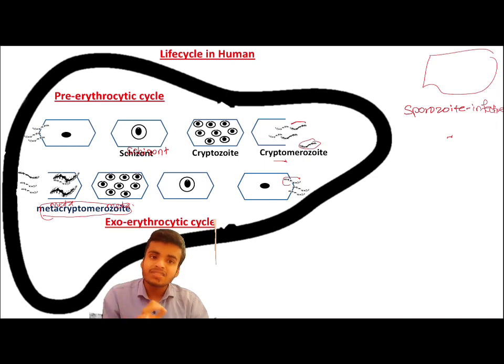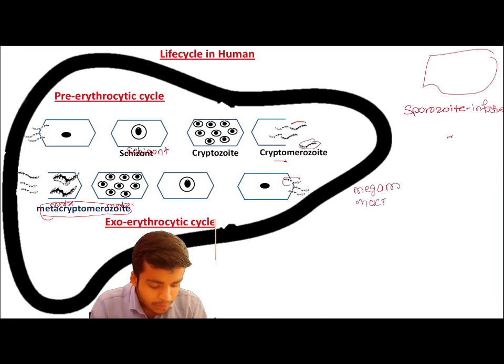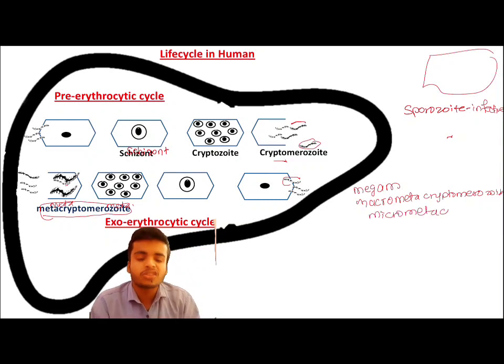Now, what happens after the exoerythrocytic cycle? We see two types of metacryptomerozoites. See here, one is larger, one is smaller. The larger one is called mega or macro metacryptomerozoite. The smaller one is called micro metacryptomerozoite.